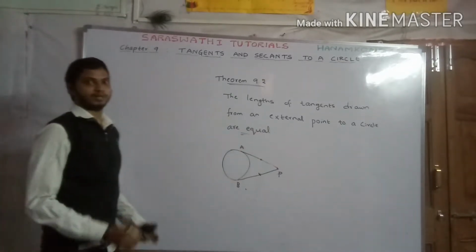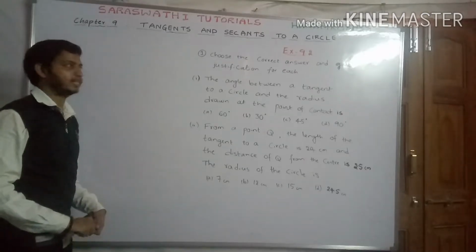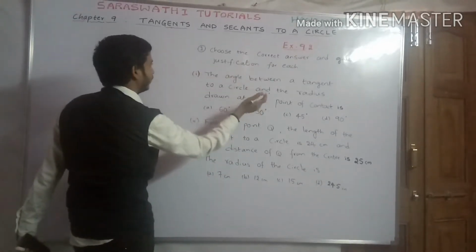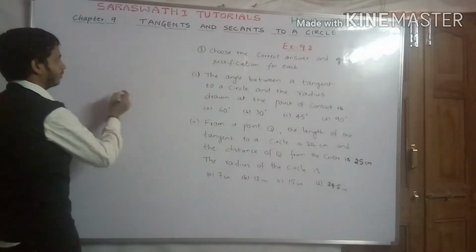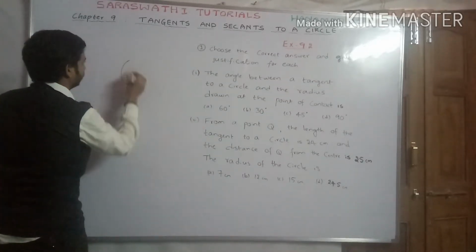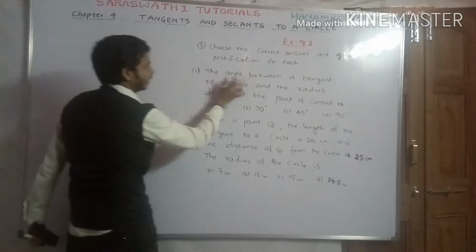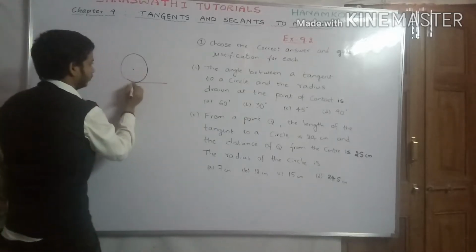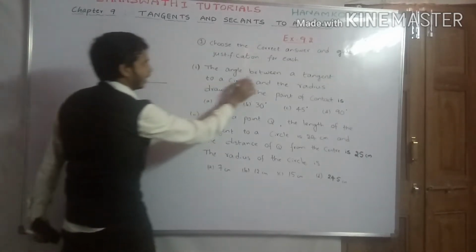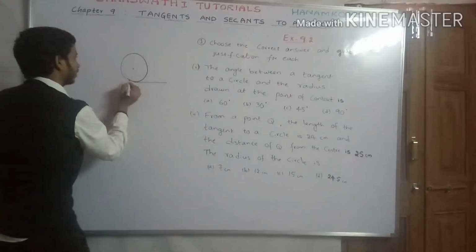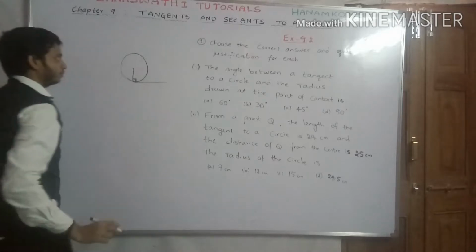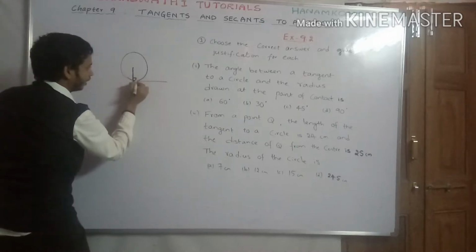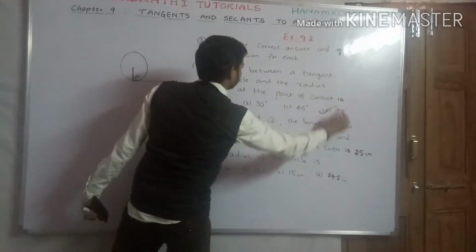Okay, we shall start Exercise 9.2. The first question is: choose the correct answer and give justification for each. The first part is: the angle between a tangent to a circle and the radius drawn at the point of contact is... It is a multiple choice question. Draw a tangent to a circle. This is the point of contact. As we learned in our previous video, the radius drawn through the point of contact is perpendicular to the tangent. That means the angle is 90 degrees. Therefore option D is the answer.